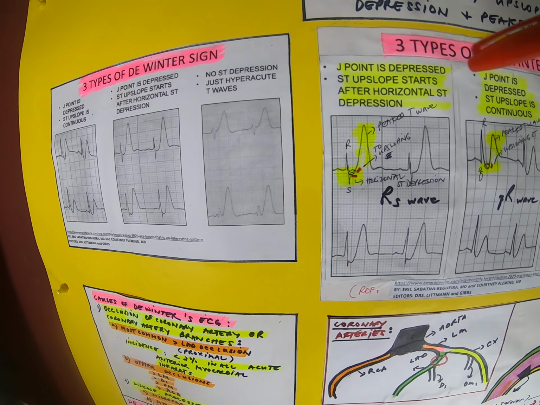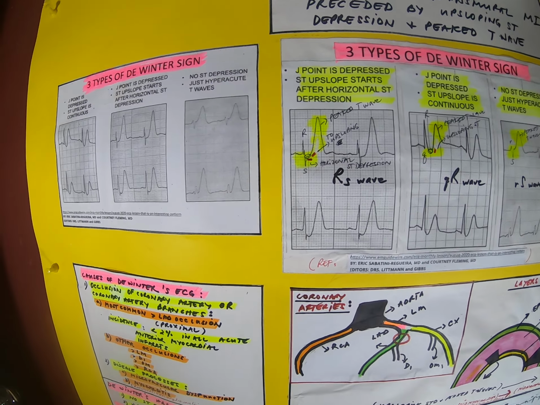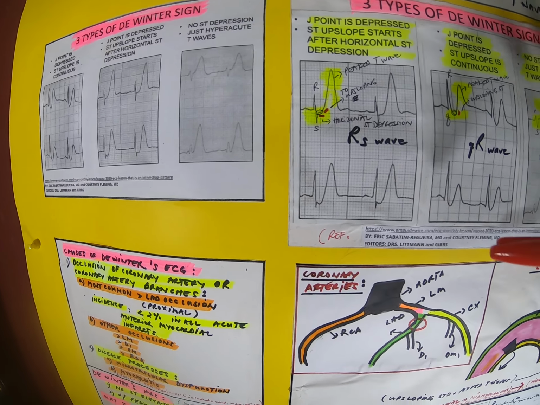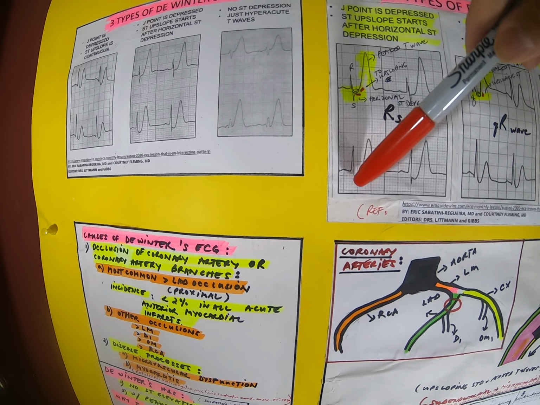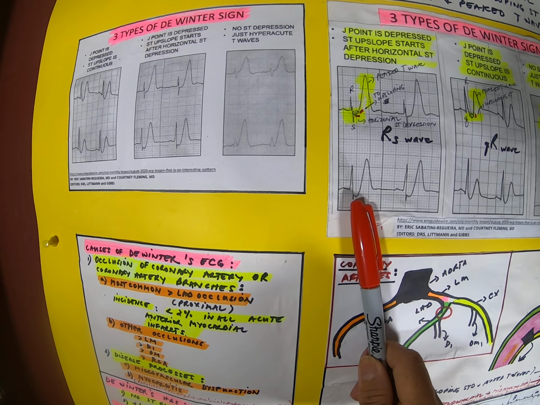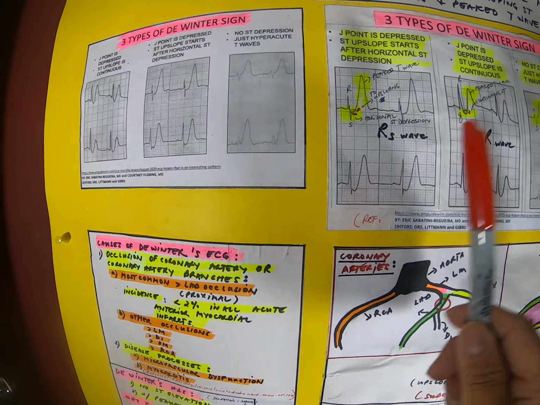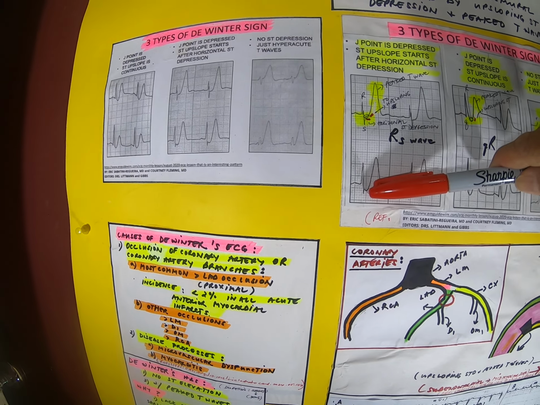Okay, so type 1. We have a J point that is depressed, ST upsloping. It starts after horizontal ST depression. Okay, let's take a look at the picture. So here, we have an RS. The J point is actually the meeting point between the end part of the QRS and the beginning of the ST segment. Okay, so you see that one? So they meet at the J point.